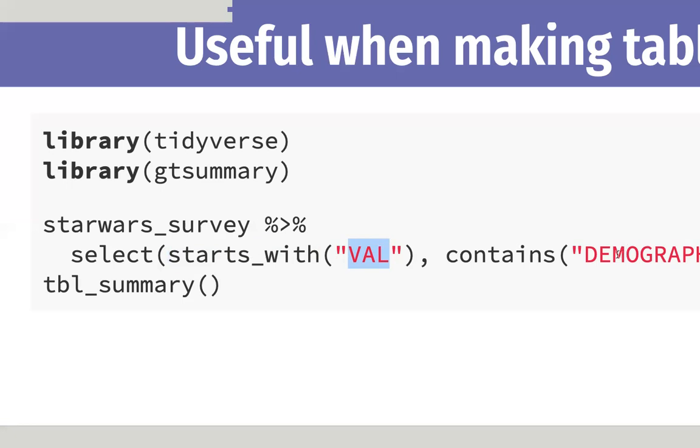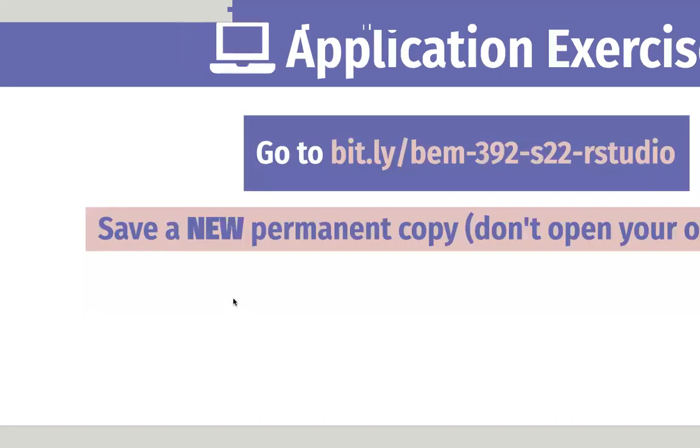Or if I want to make a table of only my demographic variables, I can use this contains function. And so this is going to select only columns where the column name contains the word demographic. And because of the way I've structured these contracts, I know that that'll pull in all of those variables and put them in my summary. So does this kind of track why something like this would be somewhat sensible? Yes? Okay, great. So we're going to do a quick application exercise to get started.